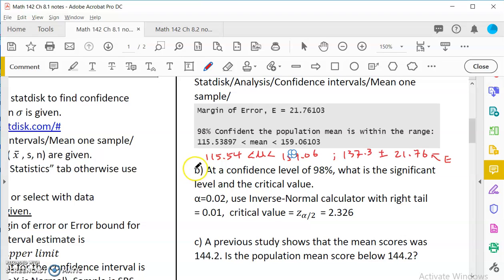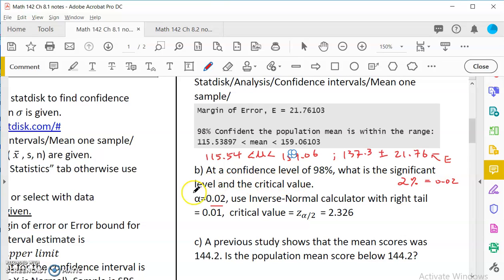So let's look at the second part. At a confidence of 98%, what is the significance level? Significance level is just the opposite of confidence. So 2% is the significance level, right? In decimal form, we write it as 0.02. So alpha is 0.02. Alpha is the significance level.